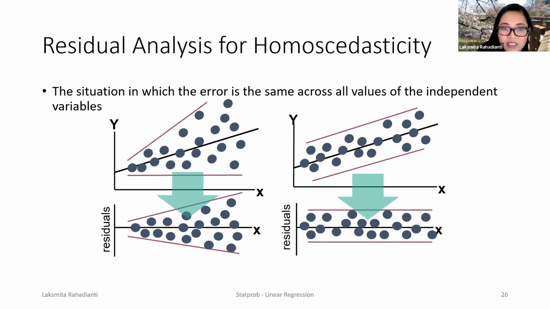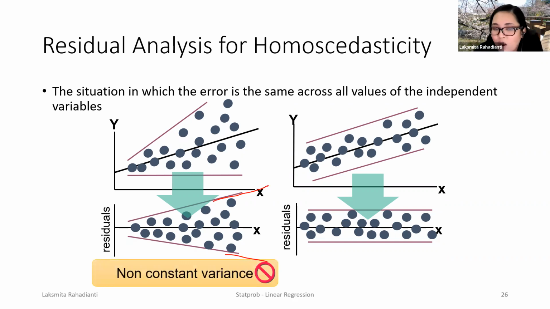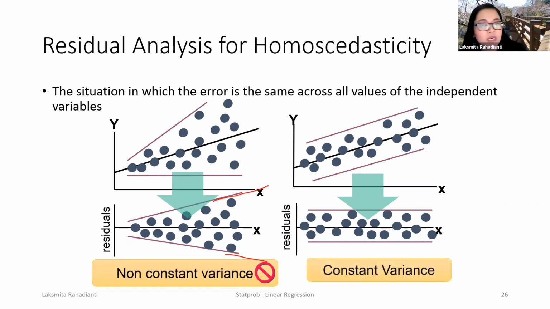Aside from linearity, it can also show you about homoscedasticity. Once again, I compute the residuals of this data and the residuals of this data. And since this shape is going outwards like this, this shows me that there is no constant variance, and this shows me constant variance.